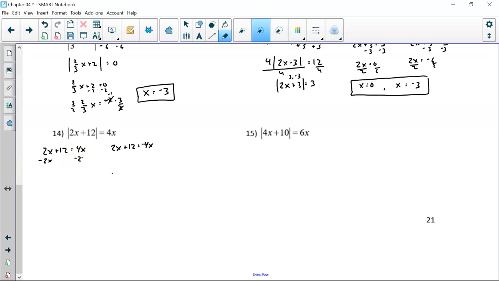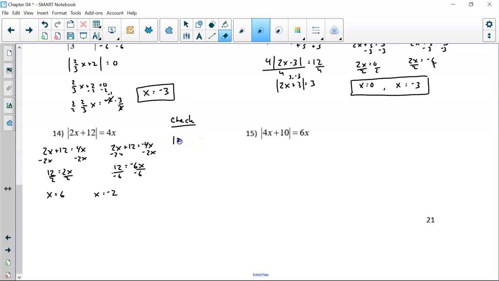Subtract 2x from both sides. 12 equals 2x, divide by 2. X equals 6. Subtract 2x from both sides. 12 equals -6x. Divide both sides by -6. X equals -2. When you see x on the outside of the absolute value bars, you must check your solutions. You have to check for these.